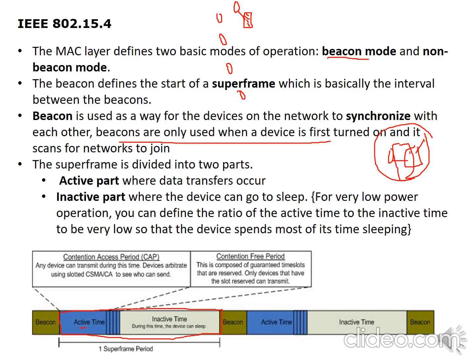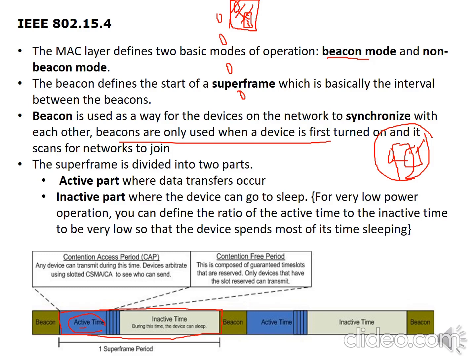So we will put those nodes to sleep, and that time is called inactive time. And for active time, there are two things. One is the contention access period.